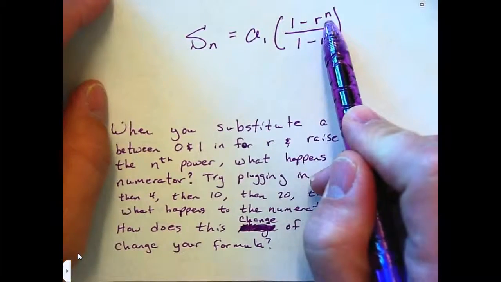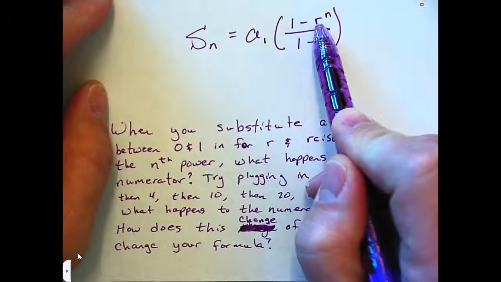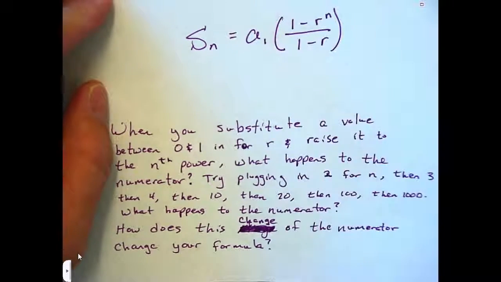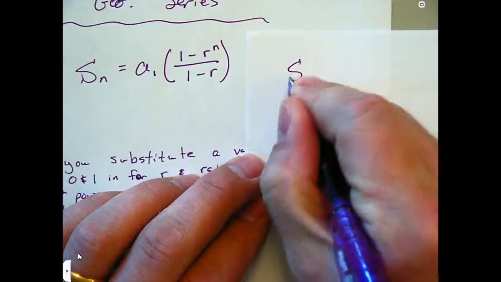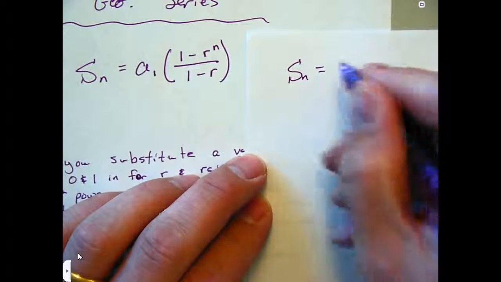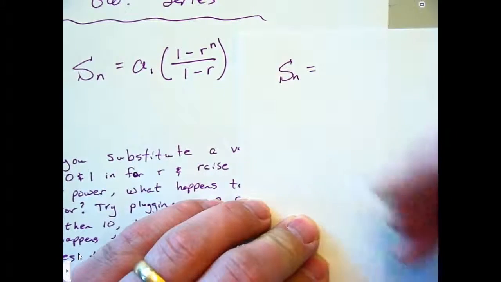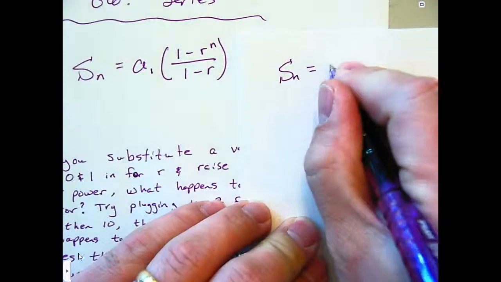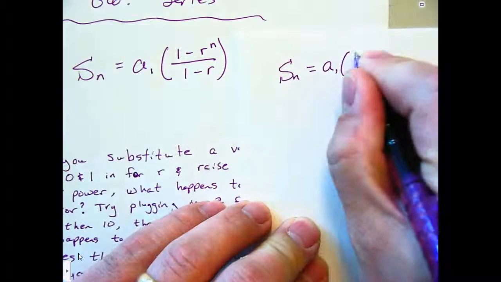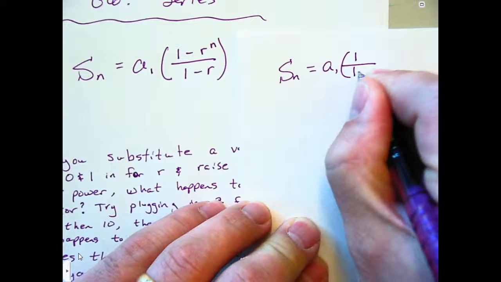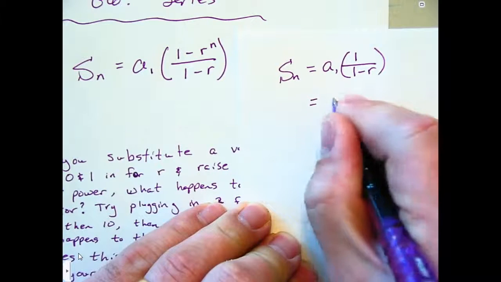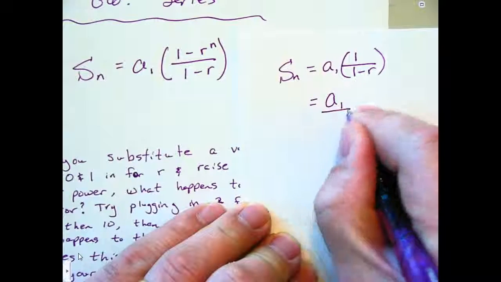bigger and bigger and bigger, when r is between 0 and 1, this top value ends up becoming what? 1. How does that change our formula then? Talk with your groups real quick. What kind of formula can we get right there? Okay, what's our new formula? If we have a sub 1 times 1 over 1 minus r, we could actually write that as a sub 1 over 1 minus r.